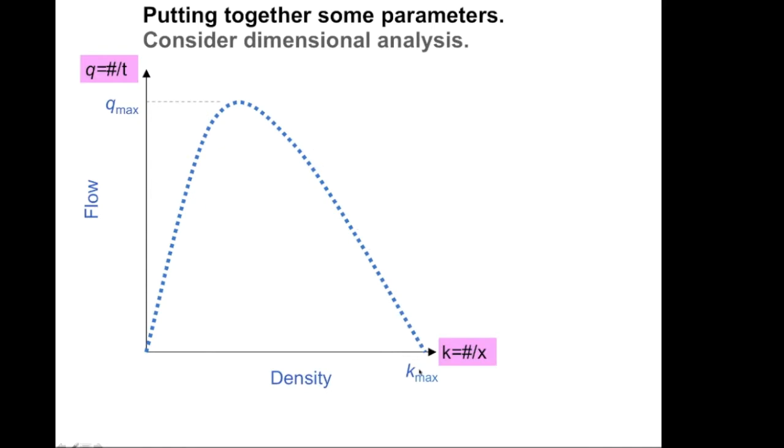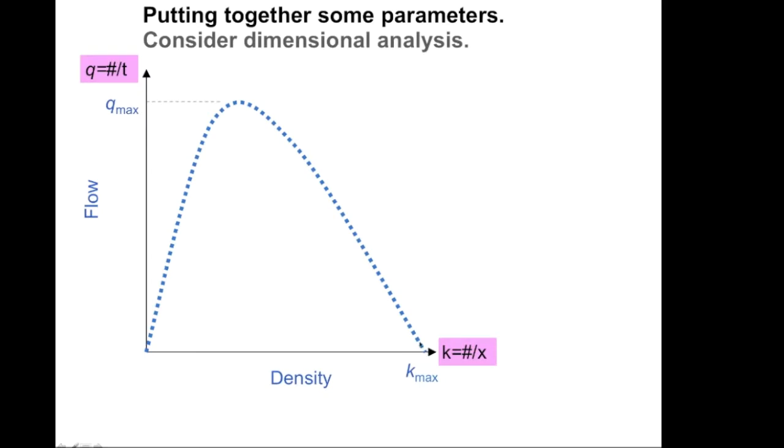Some textbooks and some problems that you may come across will actually assume a parabola. I'm illustrating it here as a slightly different shape, a little bit more triangular in shape, just to emphasize the fact that the function could be of multiple forms. Just to remind you, this is the maximum flow on the y-axis. This is the maximum density on the x-axis.